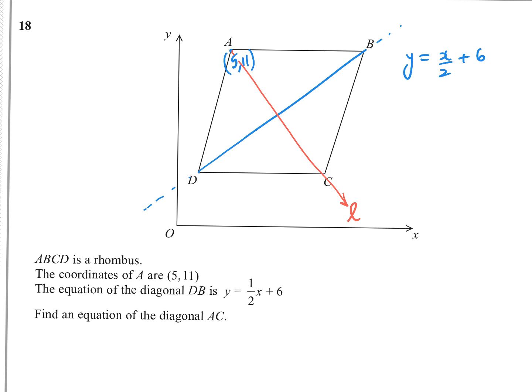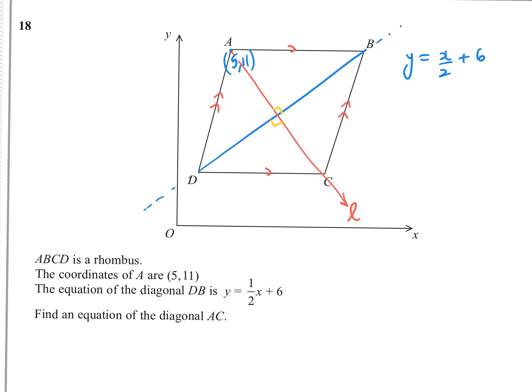Now, if you don't know the properties of a rhombus, then I'm afraid this is going to be really tough. The properties of a rhombus is that all the sides are the same. It's like a squashed square, and basically this is parallel to this here, and this one is parallel to this one. But the key thing here is that they intersect at right angles.